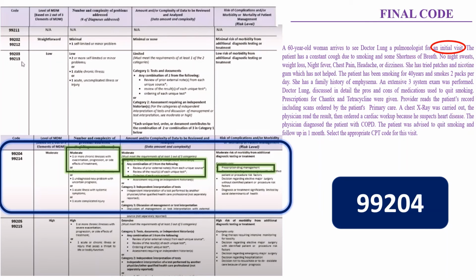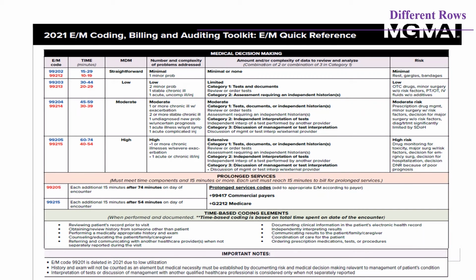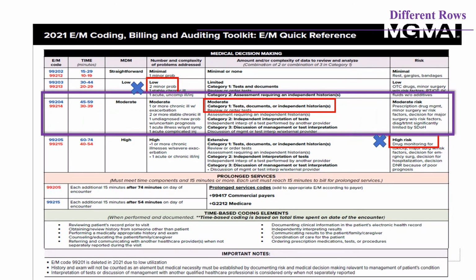Now, what if you have the elements in different rows? How do you arrive at an E and M level if elements are in different rows? Let's say your problem is low complexity, data complexity is moderate, and the risk is high complexity. What do we do here? Which code do you think we are going to take here? In this case, very simply, we will take out the lowest level and take out the highest level. Consider the middle one. And that's it. This is how you arrive at a code. I hope now you have a better understanding of getting a level using the medical decision-making tool. This tool should be effectively used from the date of service in January 2021.